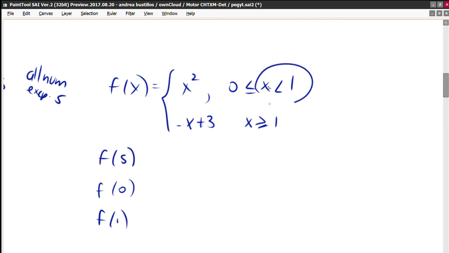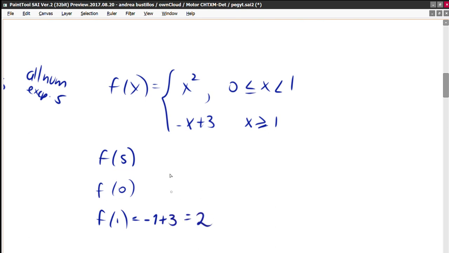Notice that this domain specifies that x is strictly smaller than 1. So evaluating my function in 1 means evaluating my function in the second piece. So this is going to be 2.